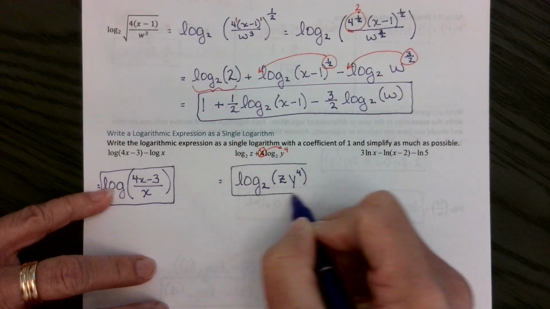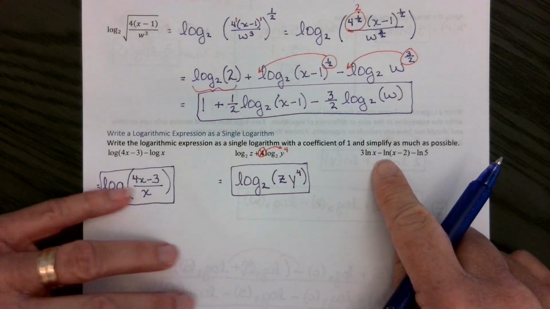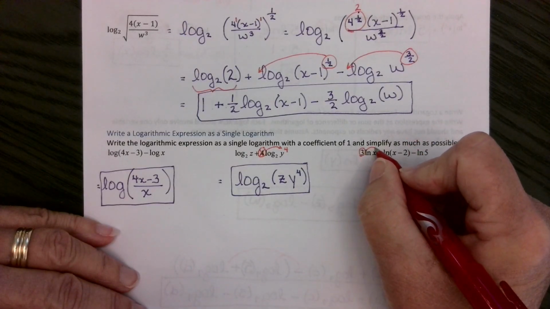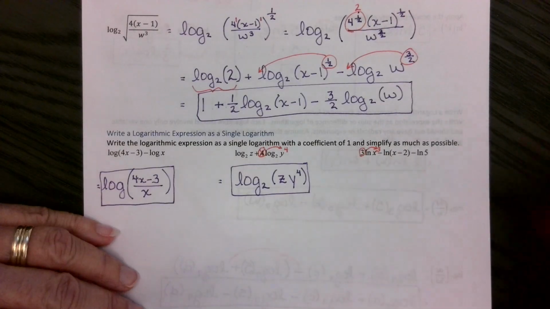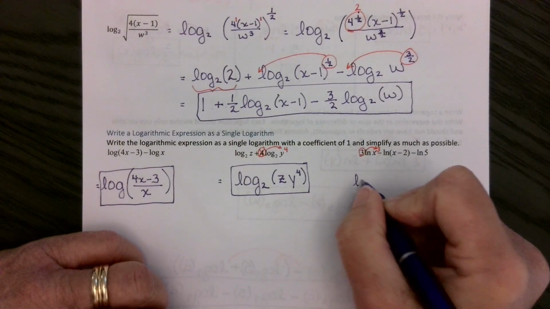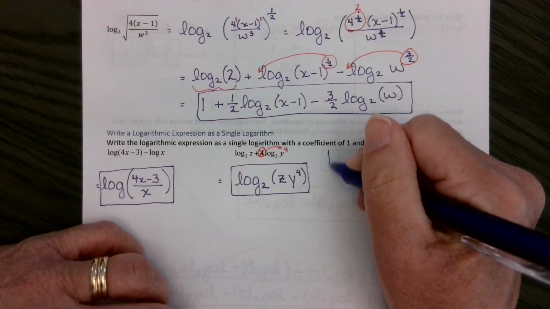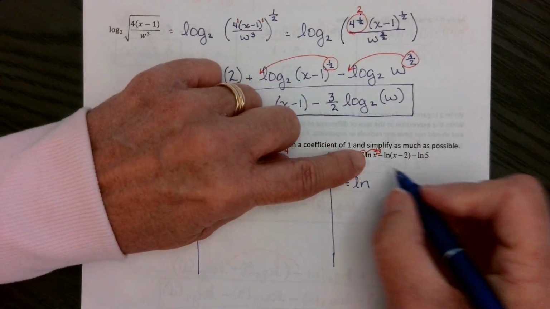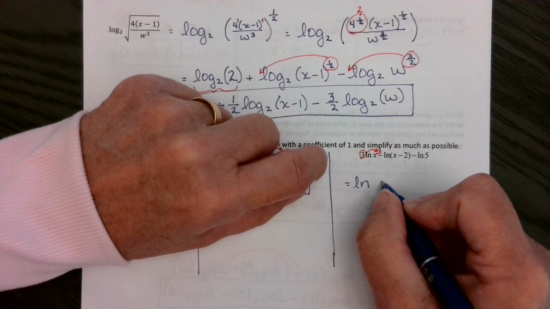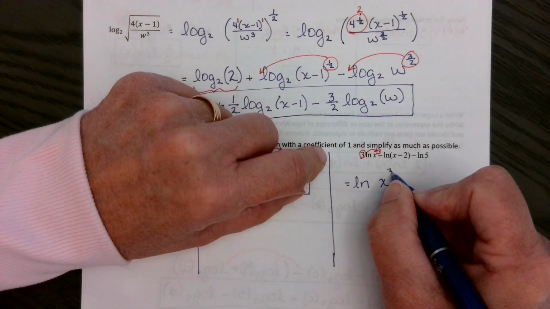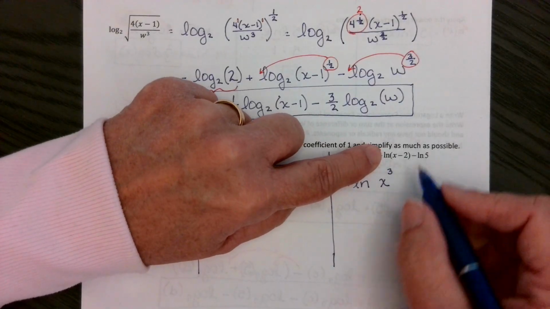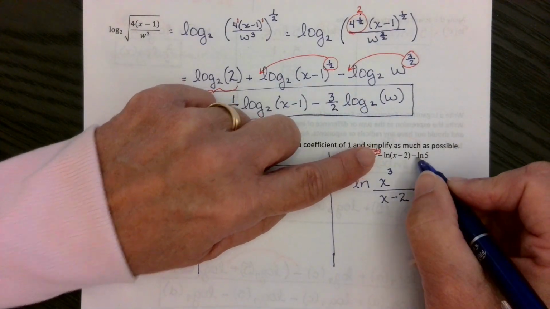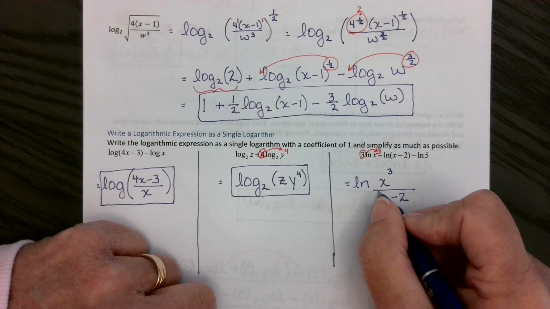And that's it. Right here, this needs to be a coefficient of 1. We're going to put it back as an exponent. So we're going to have the natural log of, this is positive, so it goes on the top, x to the 3rd. This is negative, so that x minus 2 goes on the bottom. And this is minus, so it goes on the bottom.